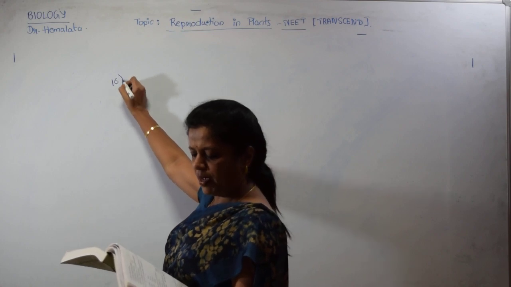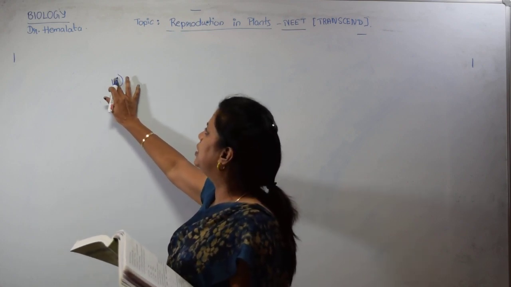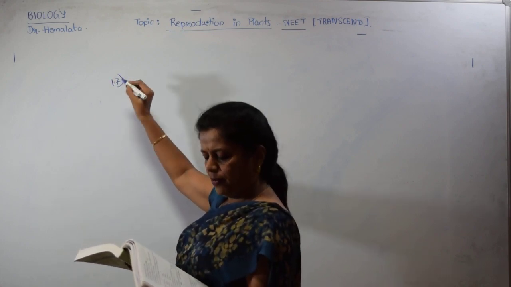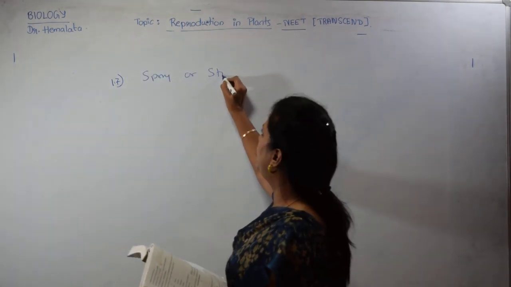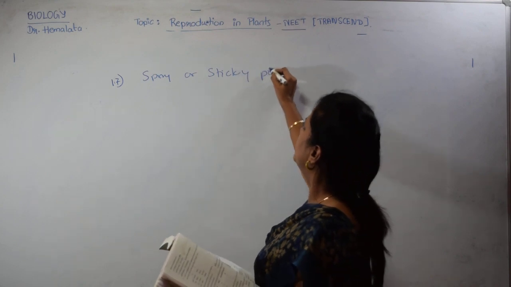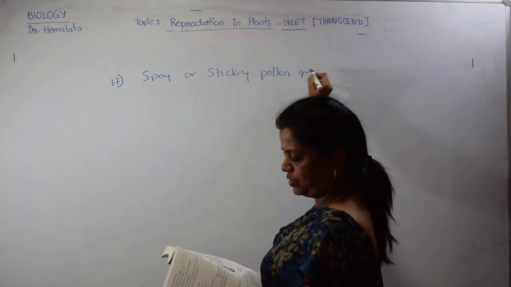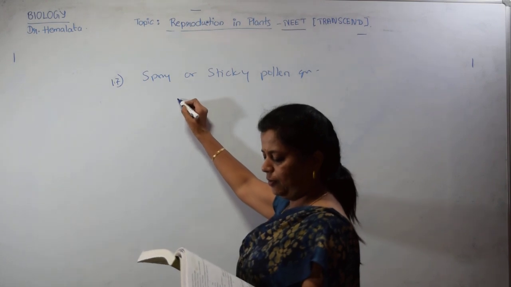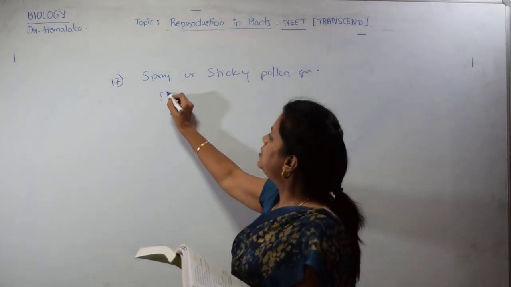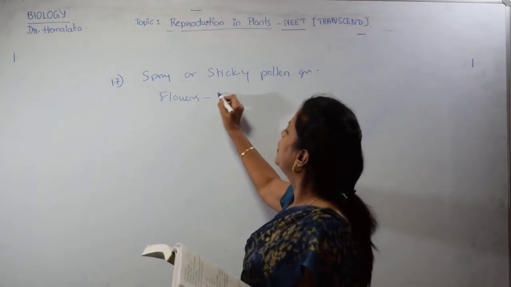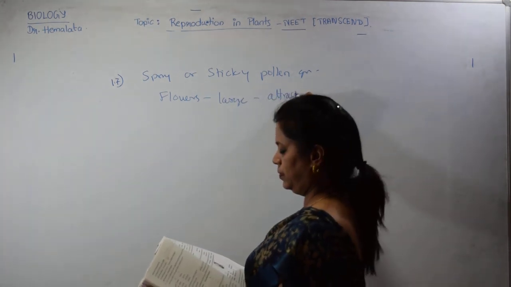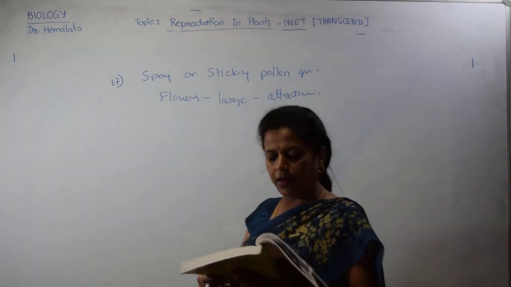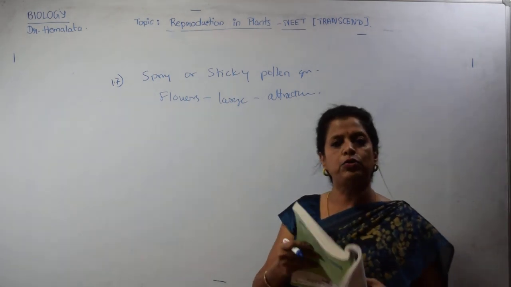You write it down somewhere. 17th question is given. What is it saying? The spiny or sticky pollen grains. This is one character. Pollen grains are sticky and they are spiny, and their flowers are large and they are highly attractive. Then this character is associated with.